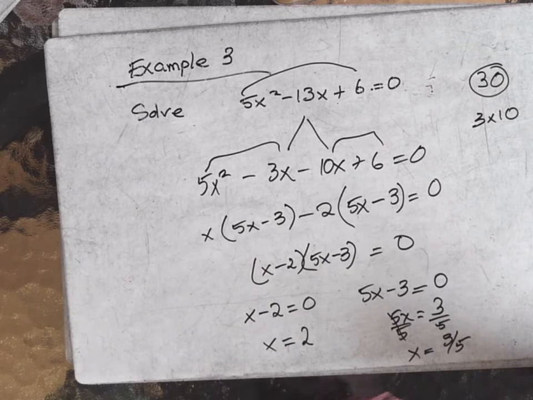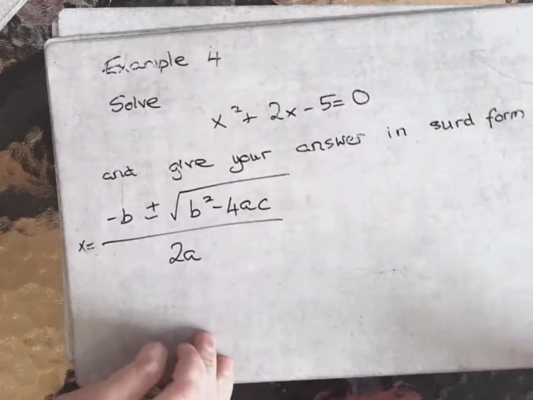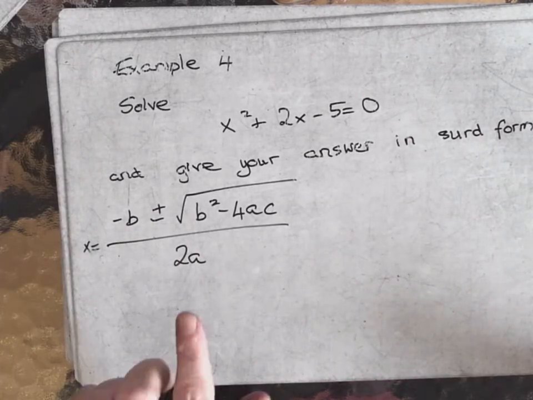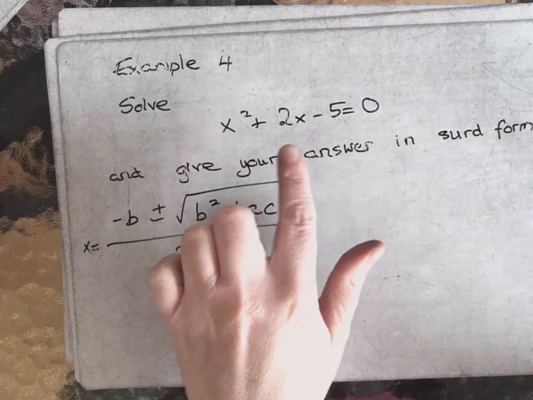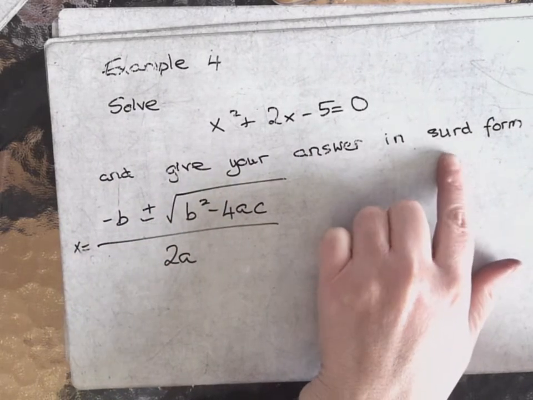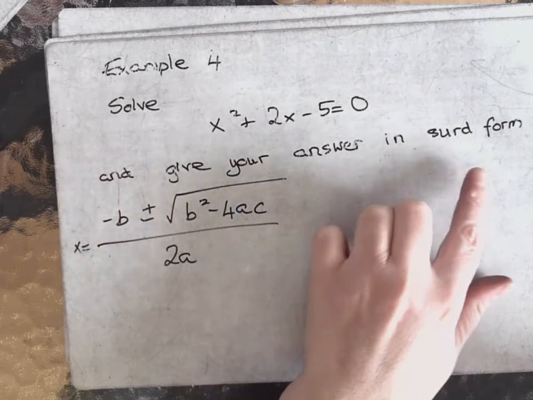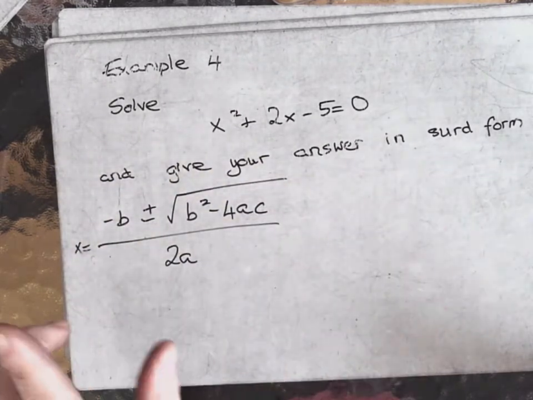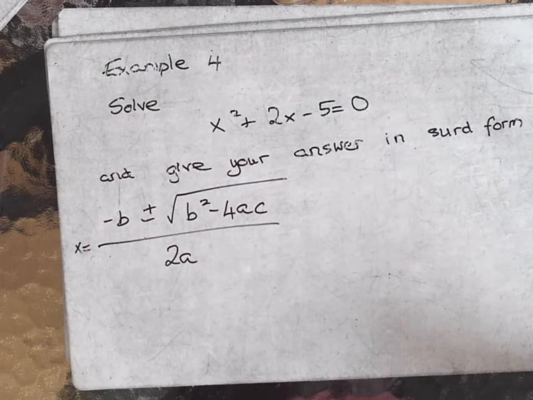Okay, example 4, girls, is using the quadratic formula. How do I know I'm using the quadratic formula? Because there'll be this extra bit tagged on. Give your answer in surd form. A surd has a square root in it, right? So give your answer, and the answer is going to have a square root sign in it, right? Or in the next example, we see give your answer correct to two decimal places.